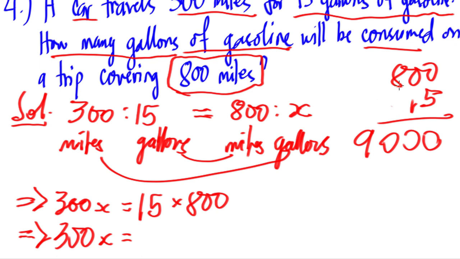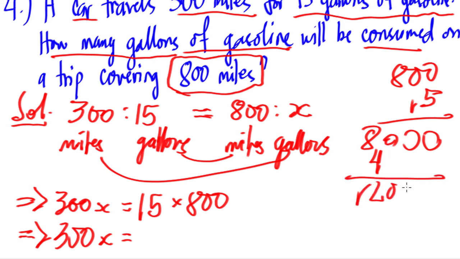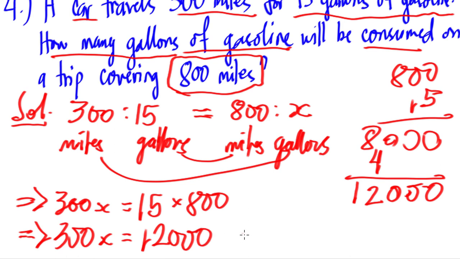So we'll have 8. 8 times 1 is 8. 4 times 5 is going to be, so this is going to become 8. 8 times 5 is 40. Let's carry this over. And what we'll have is 12, rather, sorry, 12 thousand. 12,000 is the answer here. So let's proceed.